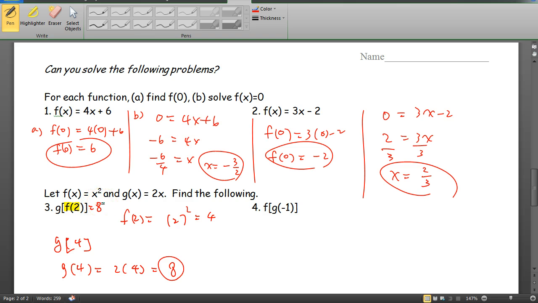Does that make sense? And again, what about this? What do you have to find first in this case? g of negative 1. Do we know how to find g of negative 1? Yes, g of negative 1 is simply 2 times negative 1, which is negative 2. Well, this is basically saying then find f of negative 2, which is negative 2 squared, which is 4. So f of g of negative 1 is simply 4.